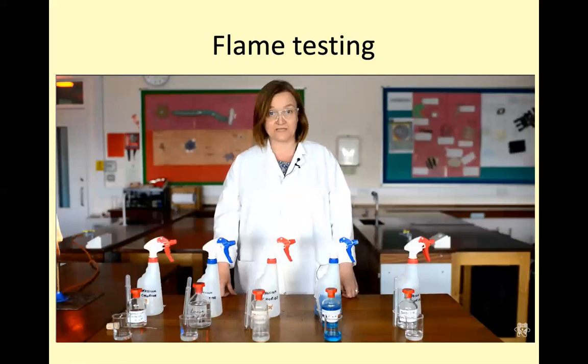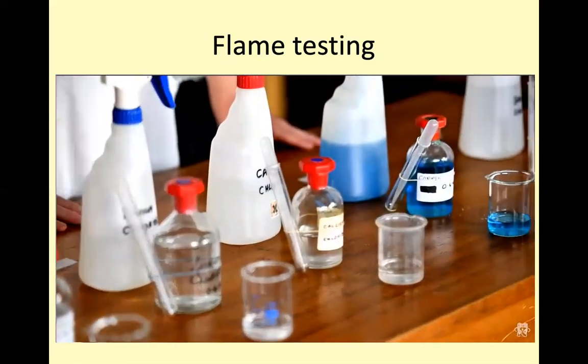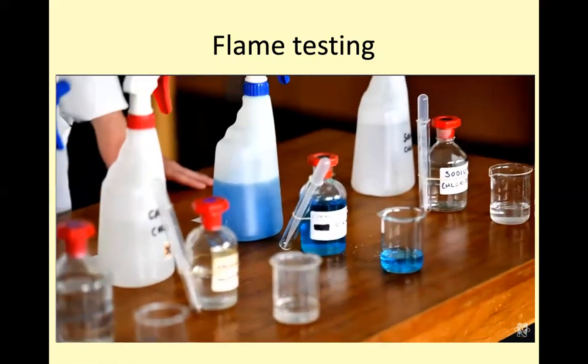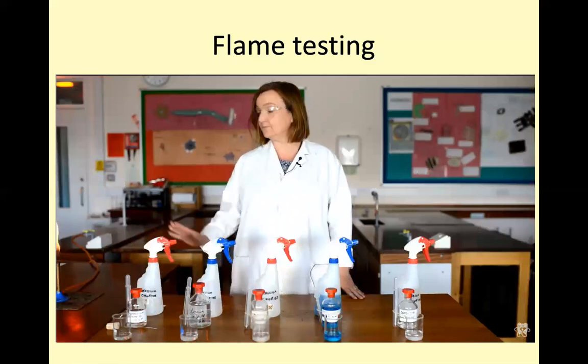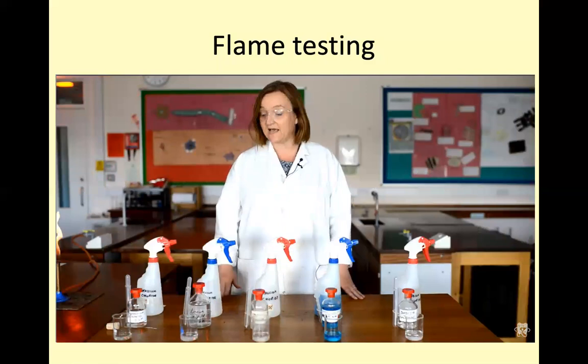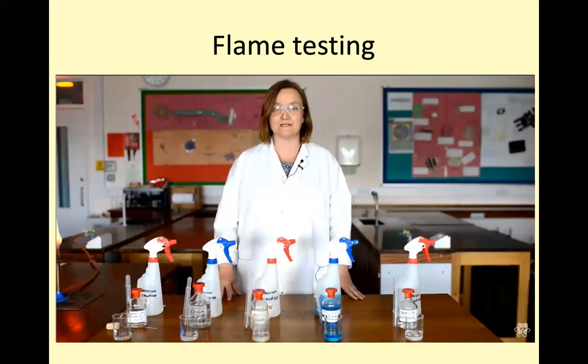The metals we're going to look at are potassium, lithium, calcium, copper, and sodium. And I'm going to do this flame test in 2 ways. First of all, I'm going to show you how to use a piece of nichrome wire to put the metal into the flame. And then I've also got some spray bottles, which you probably won't do in the lab because it can make a bit of a mess, but it does give you a really good flame colour.